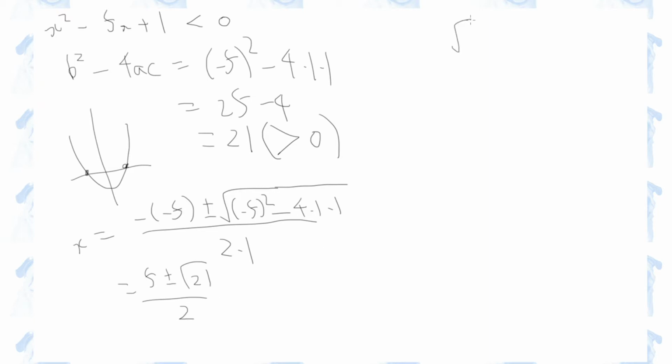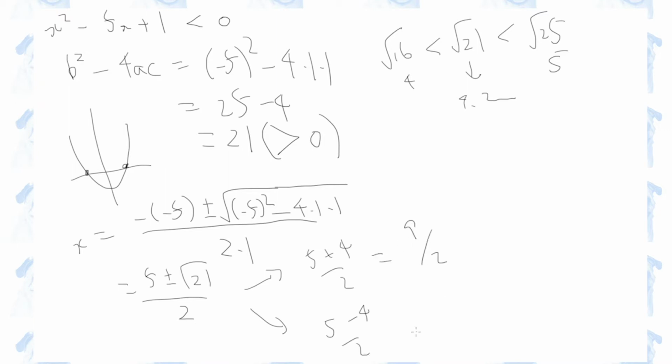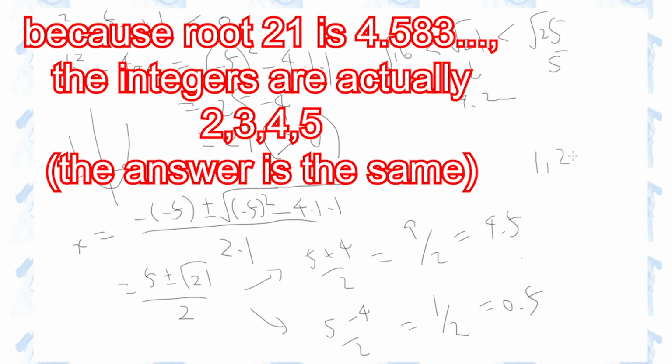First of all, root 21 must be between root 25 and root 16, which is 4 and 5. So we can say that root 21 is 4 point something. For convenience's sake, let's assume that root 21 is 4. And between 0.5 and 4.5, there must be 4 integers: 1, 2, 3, 4. So the answer is 4 integers.